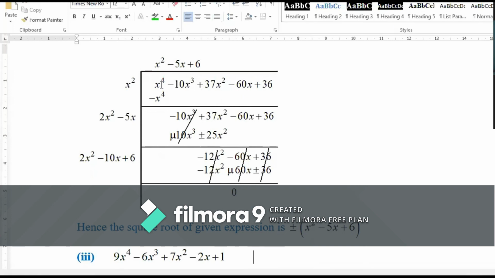So please reconnect with me after 1 or 2 minutes, and then we will proceed and continue with the same question, on how to find the square root by the division process.